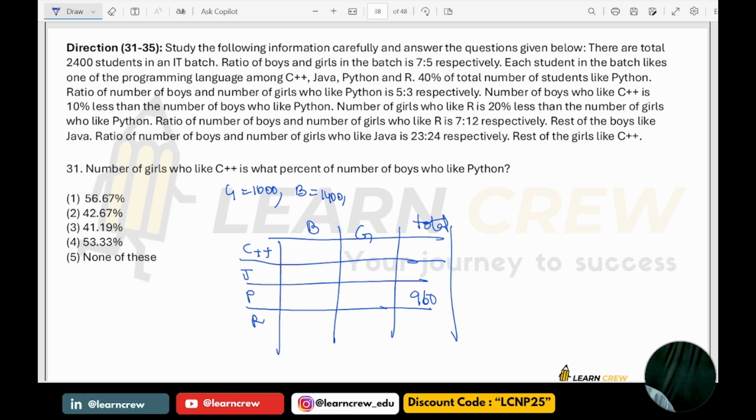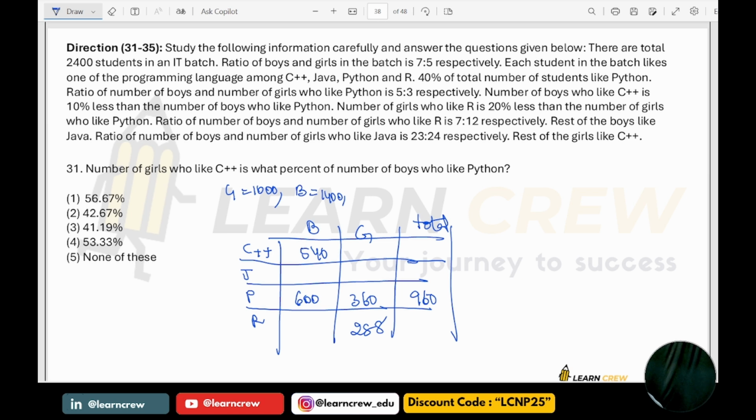Next, the ratio of the number of boys and girls who like Python is 5:3. 8 parts is 960, each part 120. So it is 600 and 360. The number of boys who like C++ is 10% less than the number of boys who like Python. So if it is 600, 10% less means 60 less, which is 540. The number of girls who like R is 20% less than the number of girls who like Python. 360 minus 72 is 288.